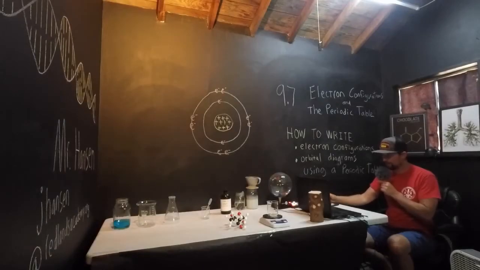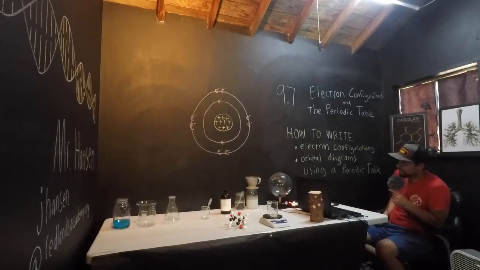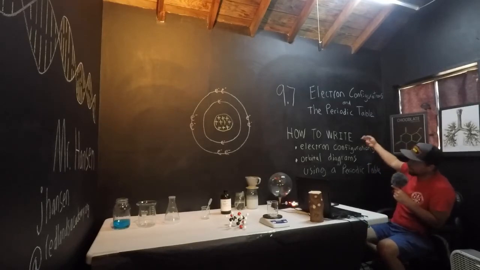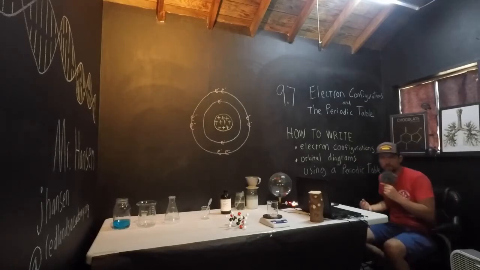Okay, we're back, and in this video, we're going to basically do the same thing: how to write electron configurations and how to write orbital diagrams. That's our objective. That's what we're going to do. That's our skill set that we're doing.